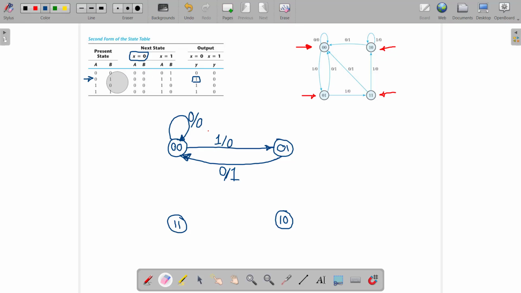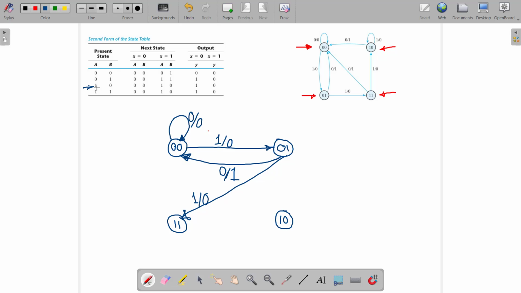Okay, the next one. I am here. When I am in 0 1 and the input is 1, what is the next state? 1 1. The input is 1, and what is the output? The output is equal to 0. Now I can go to the next combination.